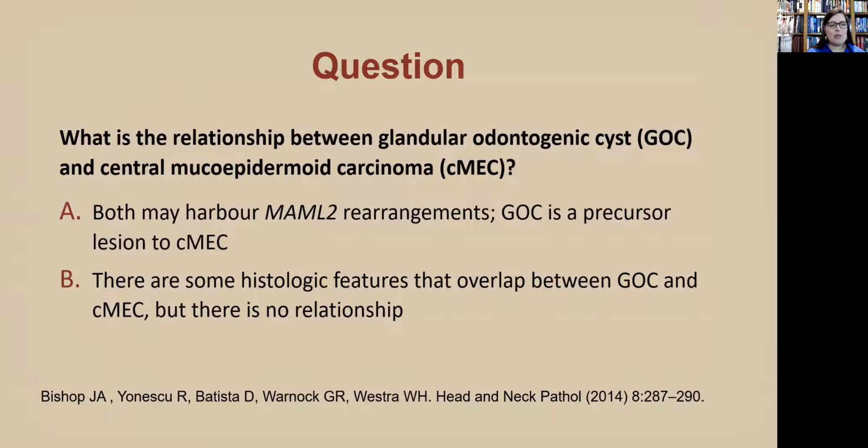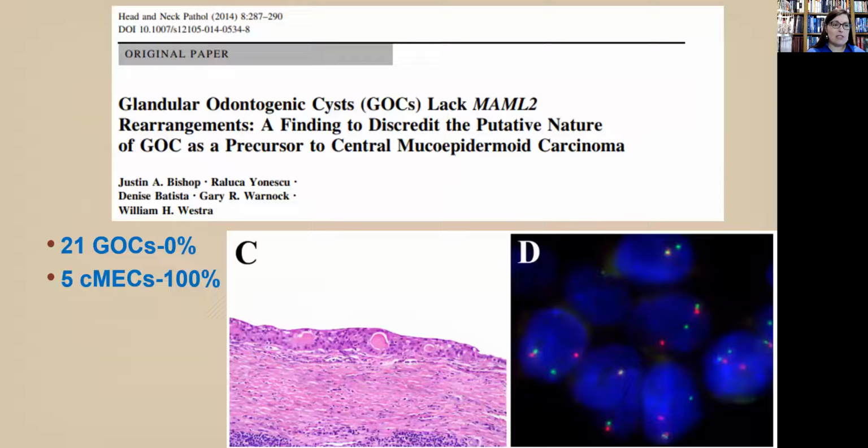And so if the question is, what's the relationship between our glandular odontogenic cyst and a central mucoepidermoid carcinoma? Do they both harbor MAML2 rearrangements, and is GOC a precursor to central mucoepidermoid carcinoma? Or are there histologic features that overlap but no relationship? And the answer is indeed B. While there can be some overlapping histologic features, there is indeed no relationship.